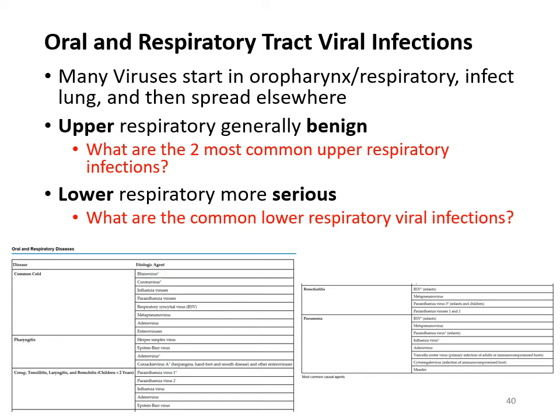So now when you think of upper respiratory infections, think of the less problematic ones. The two most common upper viral respiratory infections are going to be the common cold and pharyngitis. Okay, common cold and pharyngitis. Whereas the lower respiratory, these will be more serious, and the most common ones for that will be the flu and pneumonia.